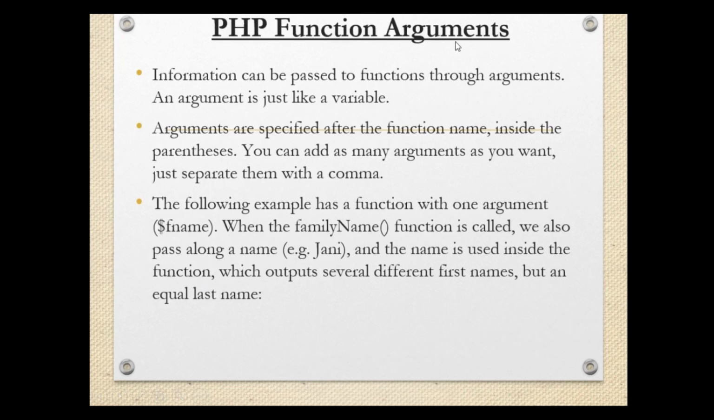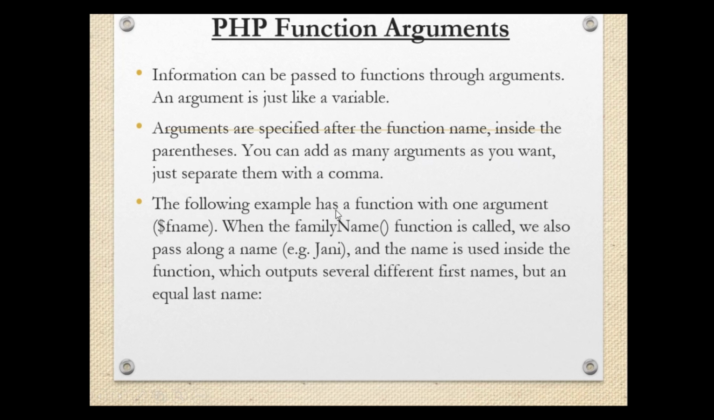PHP function arguments. Information can be passed to functions through arguments. An argument is just like a variable. Arguments are specified after the function name, inside the parentheses. You can add as many arguments as you want, just separate them with a comma.